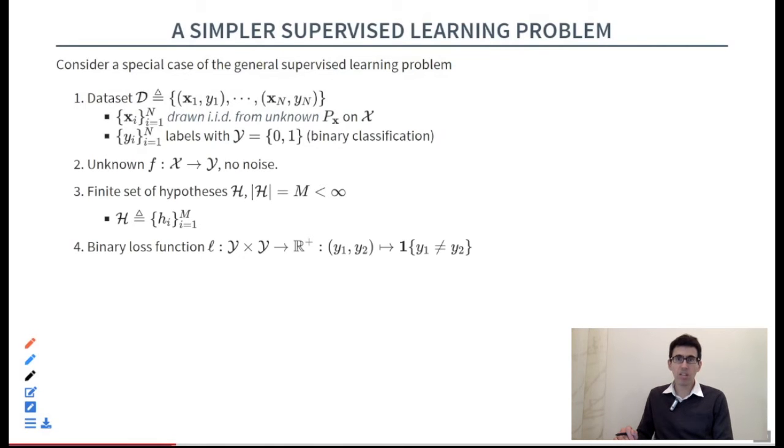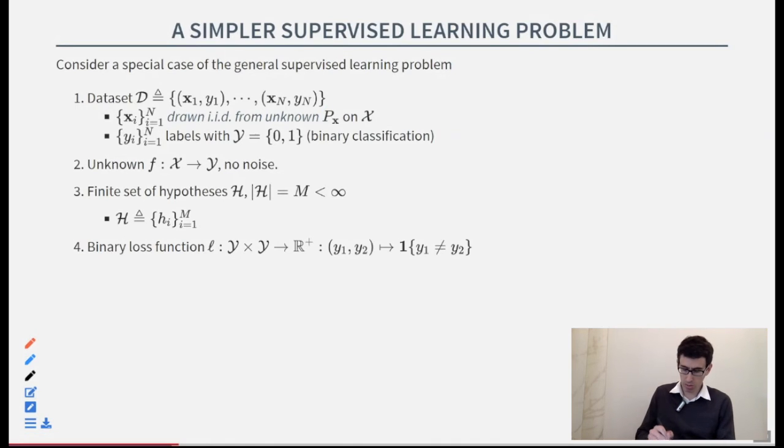The next simplification I'm going to do, coming from the very general model that we introduced in the previous lecture, is to talk about a binary loss function. So I'm not going to take any arbitrary loss function. I'm going to focus on the binary loss function, which is quite simple. Because I know that my labels are binary, I'm going to have a loss function that outputs 1 if the labels are different, and 0 if the labels are the same.